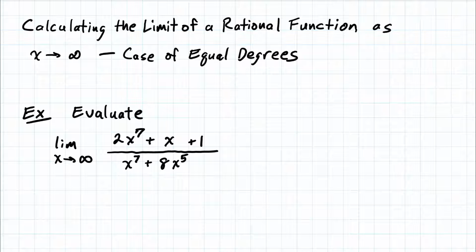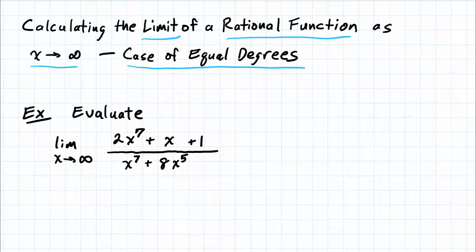Howdy everyone! We're going to calculate the limit of a rational function as x is heading off to infinity. And we're looking at the case of equal degrees, where the degree of the polynomial on top is the same as the degree of the polynomial on the bottom. And we'll show you two ways to handle this.